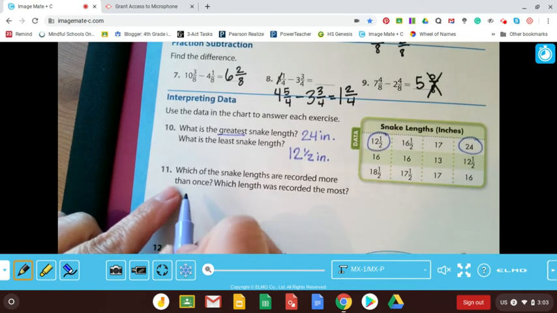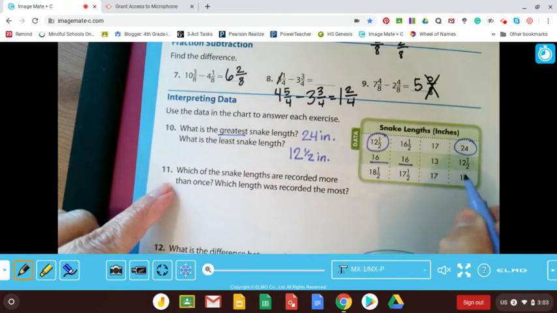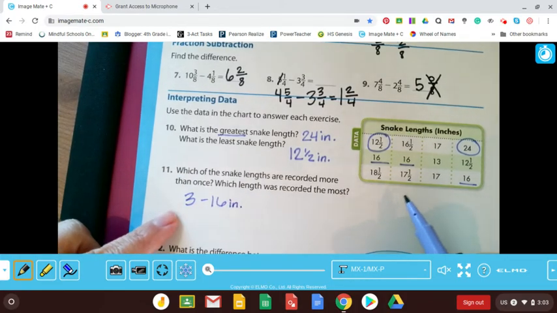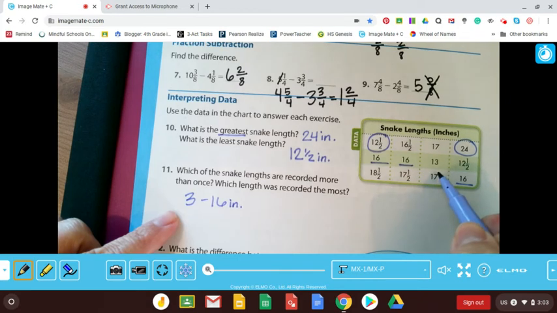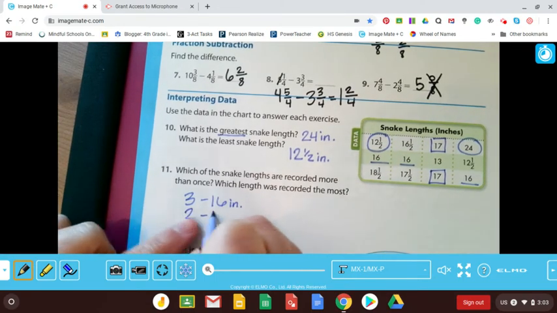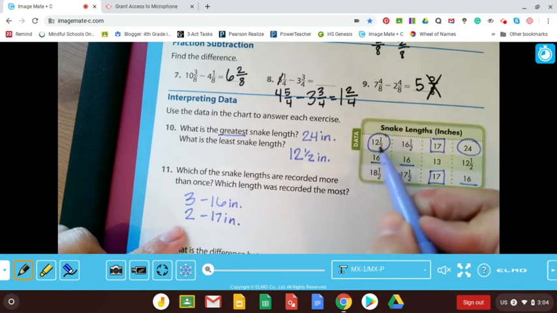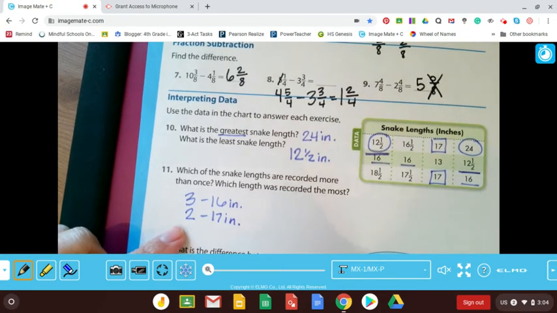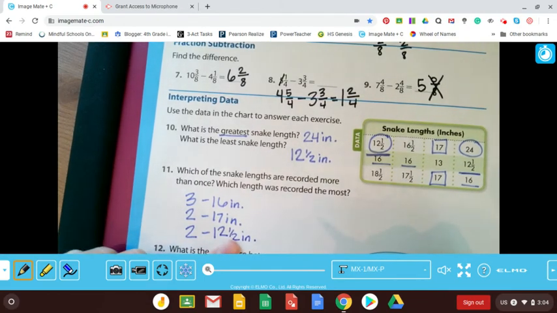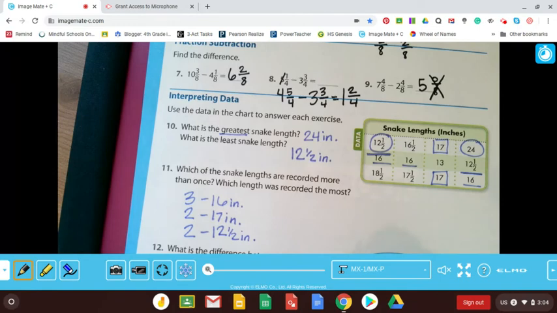Okay. Which of the snake lengths are recorded more than once? All right, well, let's see. How many of the 16s? 1, 2, 3. So there's 3 16 inches. There's, let's see, 2 17s, right? I'll put a little box around them. 2 17 inches. And let's see, there was another one that repeated too, right? 12.5 and 12.5. So there's 2 12.5s. And I think that was it, right? Those were the repeats.